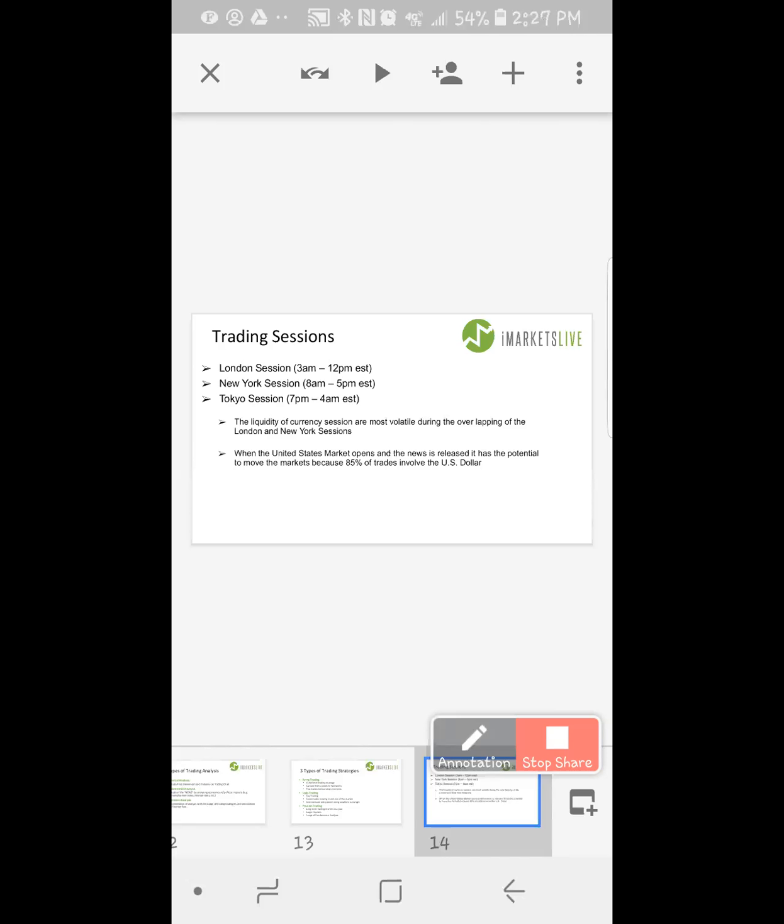So there are actually 4 sessions, but these are condensed. We have the London session, which is from 3 a.m. to 12 p.m. Eastern Standard Time. Then we have the New York session, which is from 8 a.m. to 5 p.m. Eastern Standard Time. And the Tokyo session, which is from 7 p.m. to 4 a.m. Eastern Standard Time.